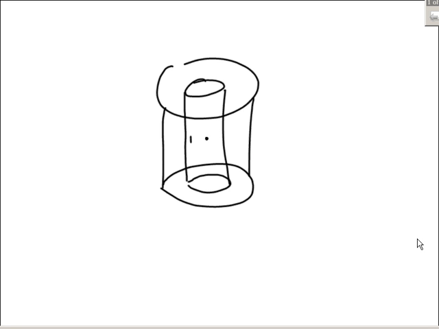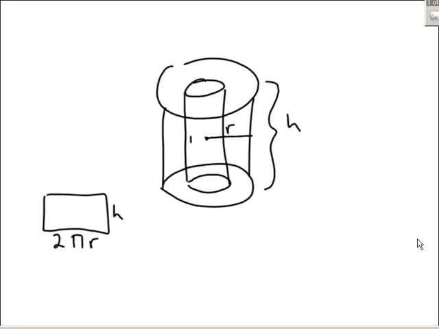Well, say at the beginning of the roll, the radius is r, and the height is h. So when you unroll one piece, the length is going to be 2 pi r, and the height is going to be h. And that's basically what we're going to do. And the paper will have a little thickness to it, called the thickness delta x.